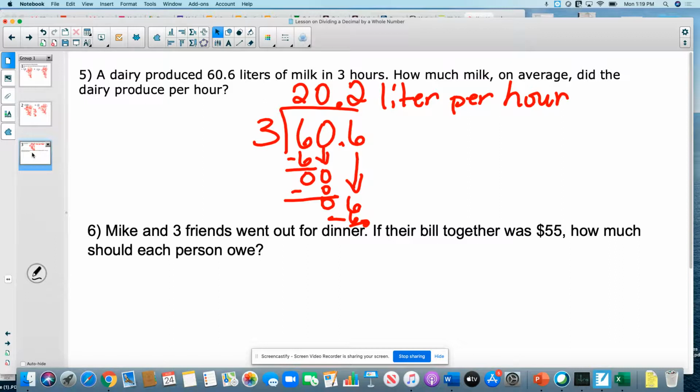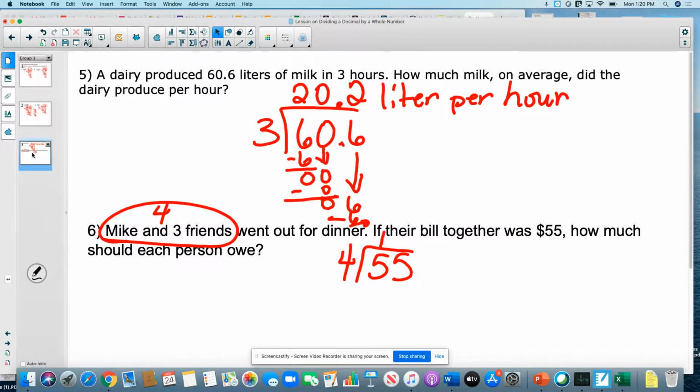So, Mike and 3 friends went out for dinner. If their bill together was $55, how much should each person owe? You have to be careful on these questions because it says Mike and 3 friends. So the total number of people sharing the bill would be 4, not 3, because Mike does have to pay part of the bill. So we're going to take this $55 and divide because we want to split it into 4 equal parts. Everybody has to pay an equal portion of the bill.